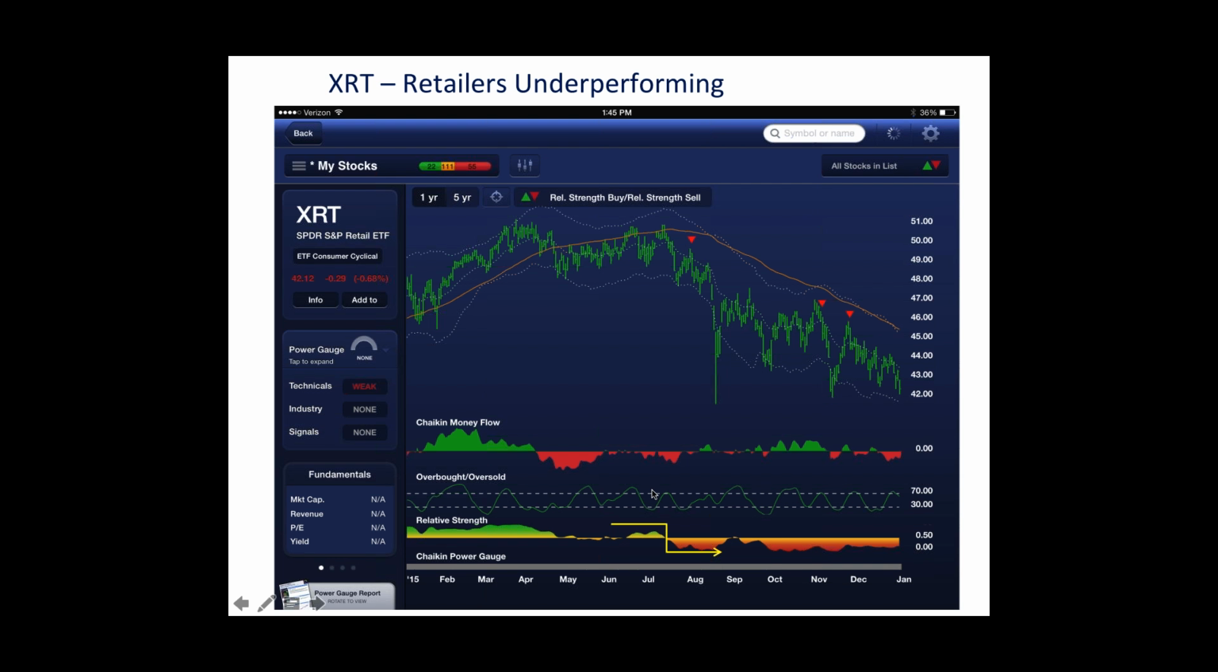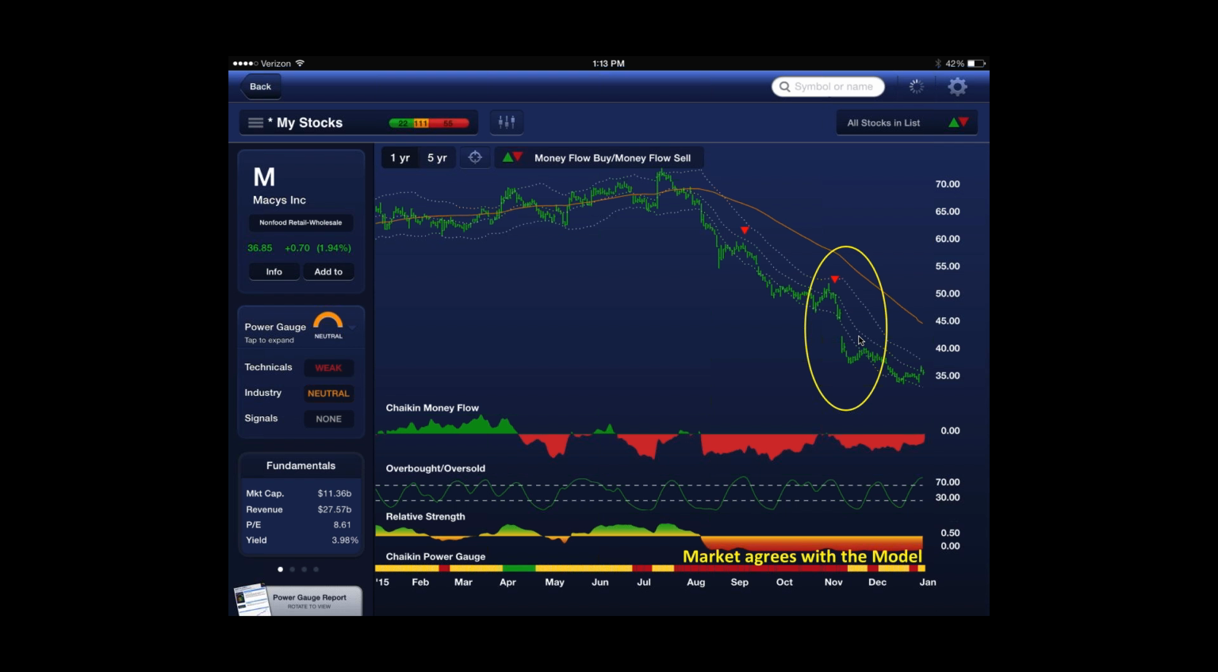It's been underperforming the market since July, with a number of sell signals along the way. And it made another new low today, which means that you got to avoid stocks like Macy's. Now, Macy's had a money flow sell signal just 3 days before they reported earnings in November. The earnings were a disaster. It was followed by Nordstrom's disaster, Urban Outfitters the following Monday.